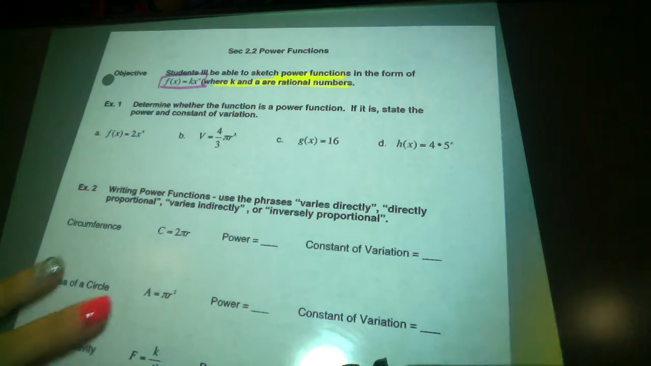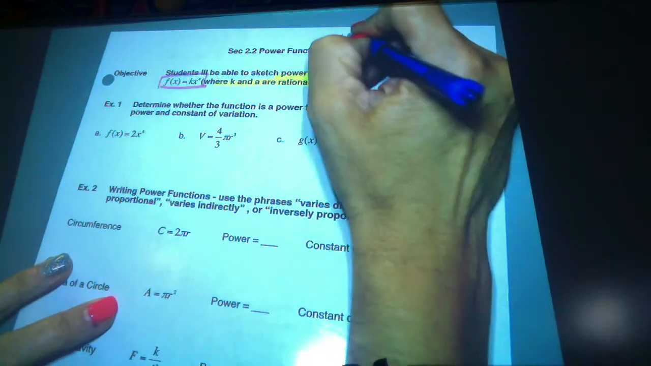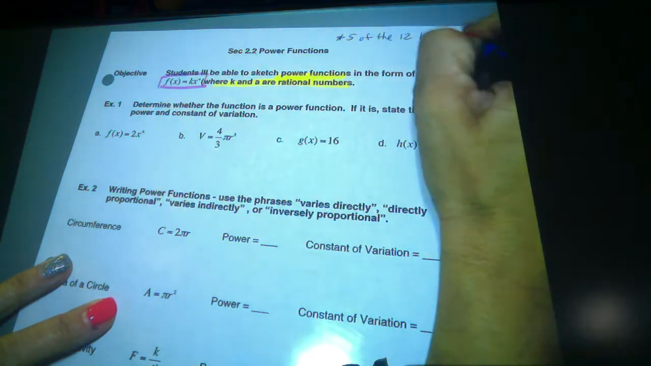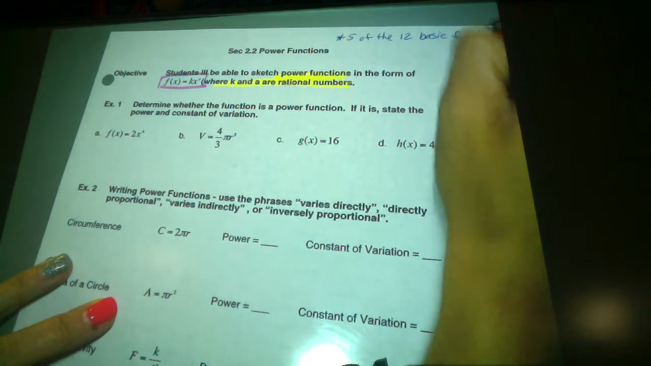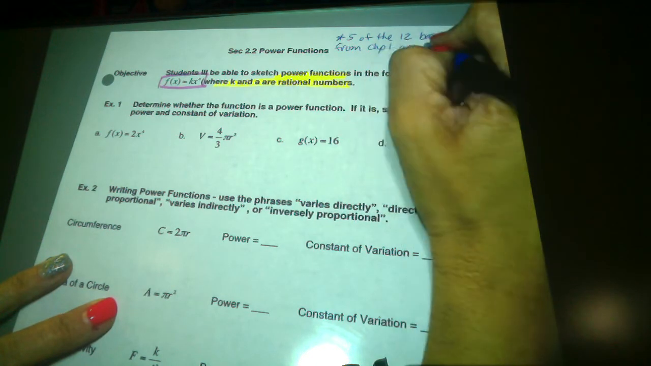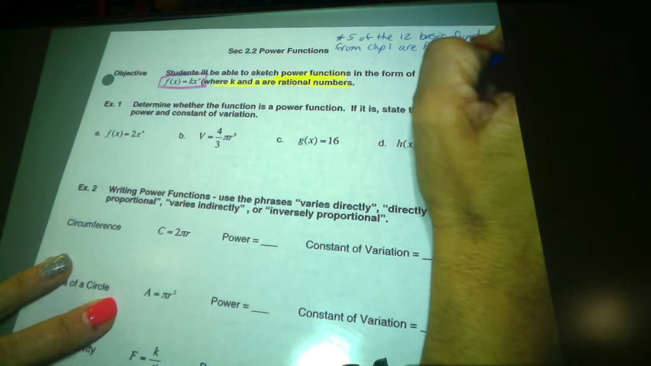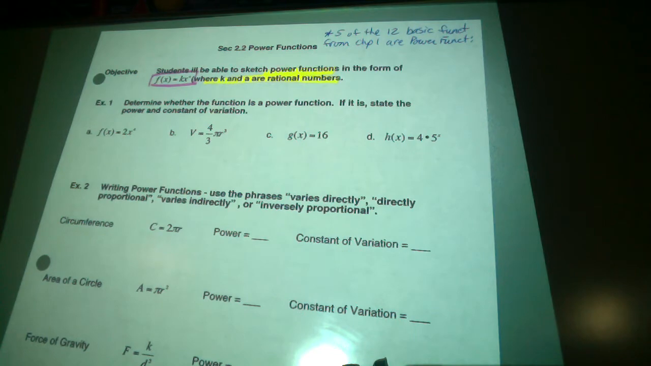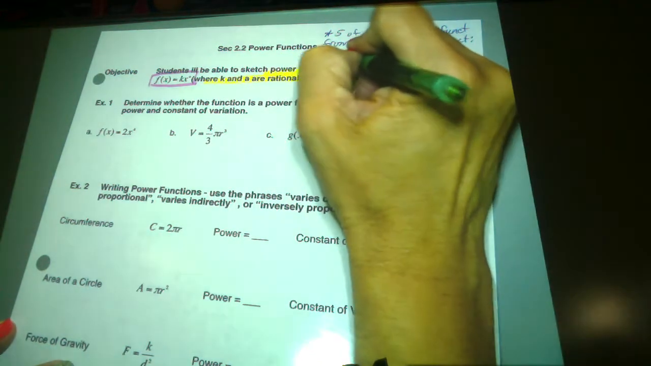Well, not 12, 5 of the 12 basic functions from chapter 1 are power functions. So can you think of 5, or let's just think of 1, out of those 12 that can be written in this form. Something times x to the something. What's 1? X squared. So one of them would be y equals x squared.